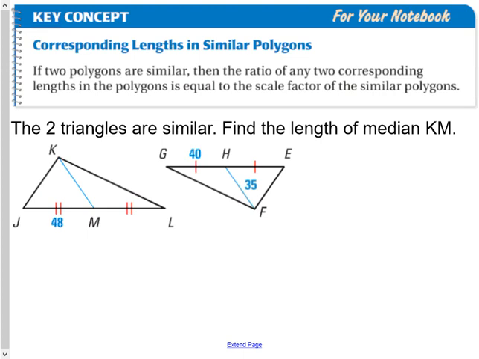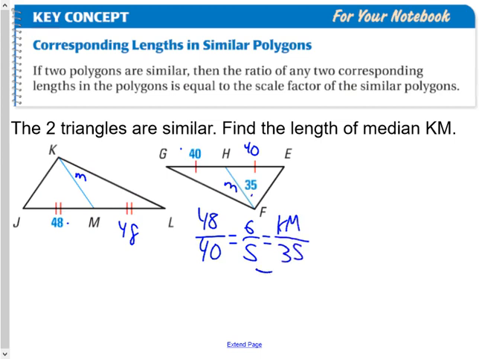So in this case, they're saying, this is the median. These are both 48. This also is the median. These are both 40. What is KM? Well, we can do, right, what's the scale factor? 48 to 40. That's going to give us the scale factor of 6 to 5. Needs to also equal the median on the left, which is KM, over the median on the right, which is 35. I see a rule of times 7, so 6 times 7 gives us KM is 42. Right, so that's what they're talking about. Now we can even go beyond just sides.